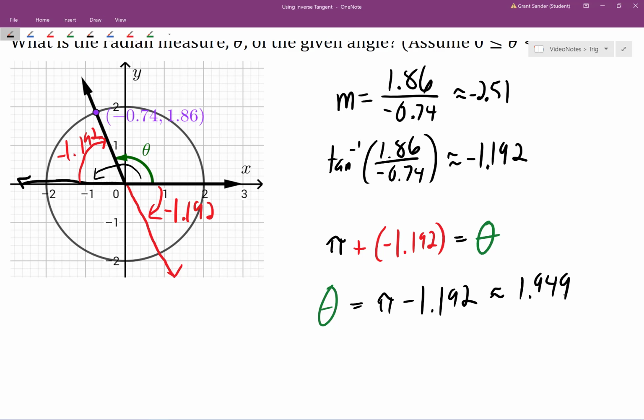So keep in mind that the inverse tangent function takes the slope of a terminal ray as its input and then outputs a radian angle measure between negative pi divided by 2 and positive pi divided by 2, so that the terminal ray that it gives us points to the right half of the circle. So sometimes, if our terminal ray is to the left of the circle, then we'll have to do a little extra work to find the actual radian measure of the angle we're looking at.